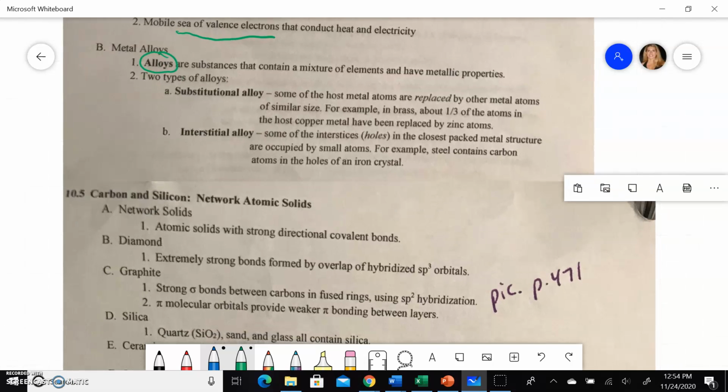And there's two types, and you can see some good pictures of these in your book as well. Substitutional is exactly what it sounds like, where you substitute one atom for another. And interstitial is when you put an atom into the spaces between other ones. So this one is replacing, and this one is putting it in the spaces between them.